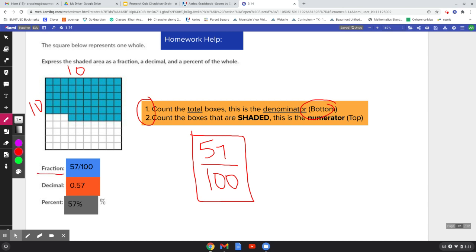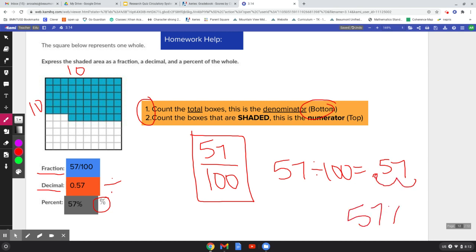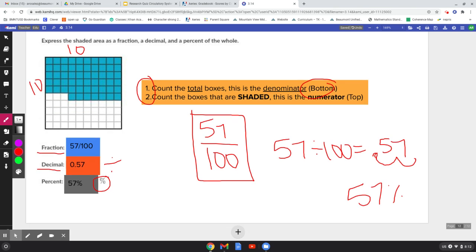The fraction I just gave you, 57 out of 100. When you're looking for the decimal, remember I said to divide them. So I'm going to write division. You would, in a calculator, type 57 divided by 100. And your answer would be 0.57. Now you've been taught this. If I have a decimal and I need to make it a percent, you move the decimal 2 to the right. So 1, 2. So your percent would be 57%. So you're going to join class and we'll start the next part.